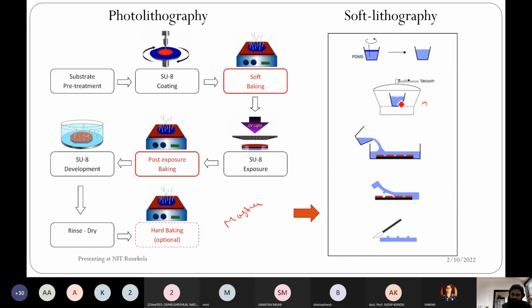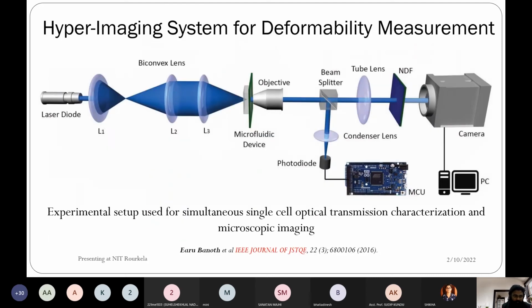Once it is bubble free, you pour it on the master that you obtained after development. Then to solidify it, you bake it and peel it out. Once you peel it out, you get a piece that is closed on three sides and open on one side, which we can also call a mold. Then when you bond it with the cover slip, your microfluidic device is ready.